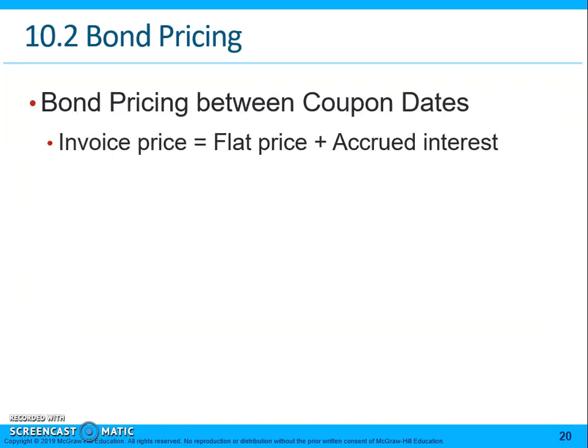So I mentioned this before, bond pricing between coupon dates is the invoice price. The book calls the price of the bond the flat price. So invoice price is the flat price plus accrued interest. We have to allow for accrued interest between interest payment dates, which accounts for the vast majority of bond trades, because the interest payment dates are only 2 days a year, and there are 250 trading days during a year. So 248 days out of the year, there's going to be accrued interest.